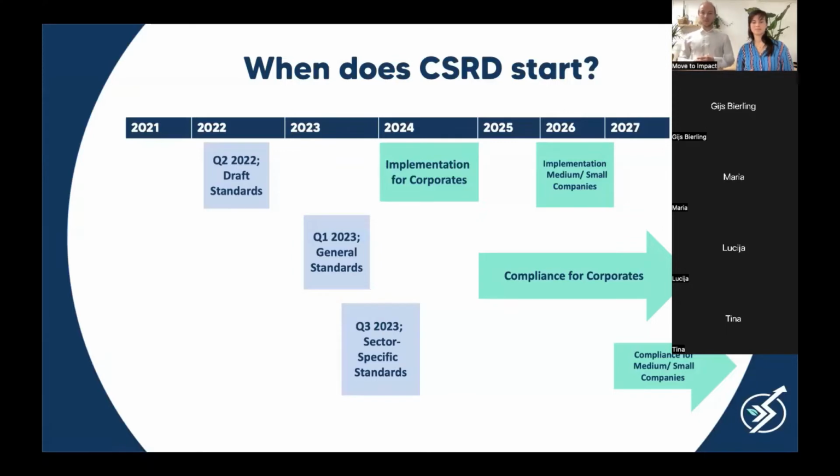For the medium and small listed companies, reporting has to start in 2026. And the first report has to be done in 2027. And from then on, it will probably be a yearly report.